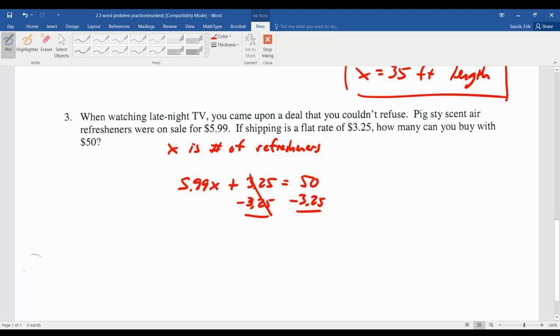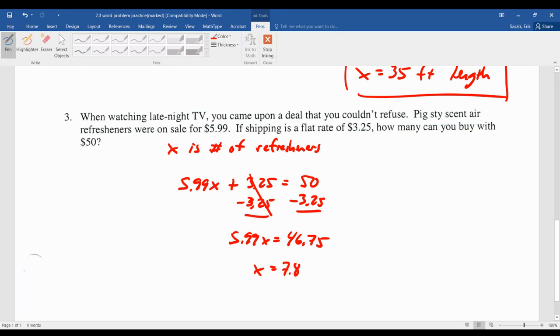So we get rid of that, bring down the $5.99, and we get $46.75. And we have to do a little division here, and we come up with 7.8. Now, I think it's good to write out, so 7.8, let's write that out.